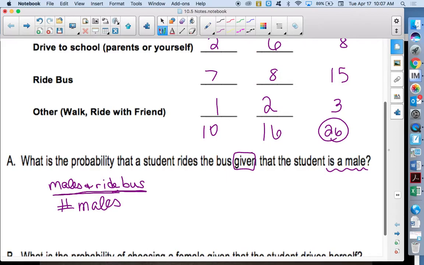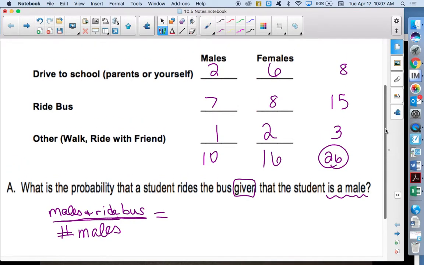The student rides the bus, given the fact that they are males, so they have to ride the bus and be male. And then on the bottom, the total is just out of the number of males. So in our case, we have 7 males that ride the bus, which meets up right here at the number 7, out of the total number of males in our class, which is 10. So 7 out of 10 males ride the bus. So the given word means we're only looking for the number of males. There really isn't addition or subtraction that we're doing. The addition is tallying up the chart, but otherwise you're just grabbing the correct numbers.